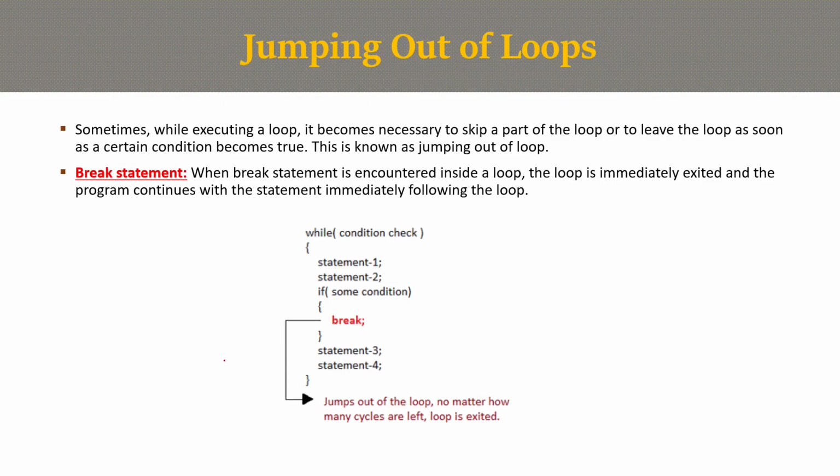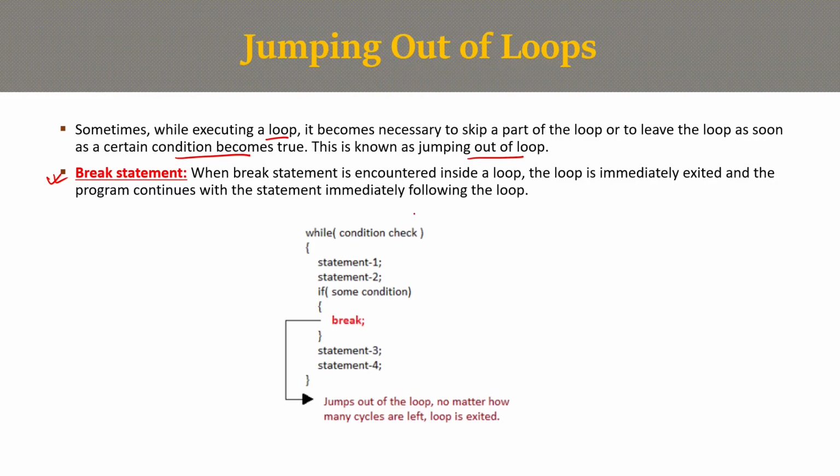Now let us see how we can jump out of the loops. Sometimes while executing a loop, it becomes necessary to skip part of the loop or to leave the loop as soon as a certain condition becomes true. This is known as jumping out of a loop, okay? We have two types of jumping out of a loop. The first one is the break statement.